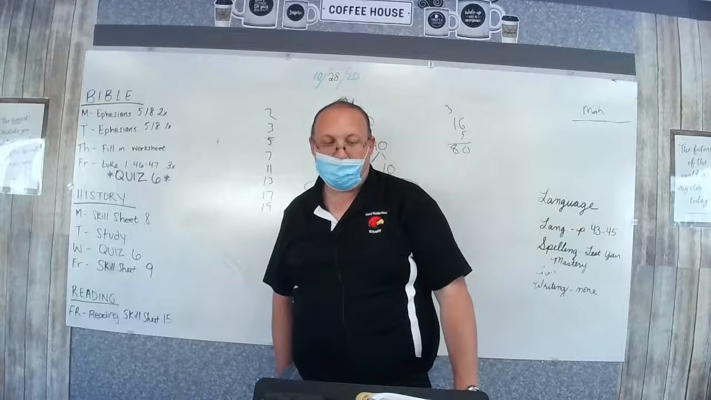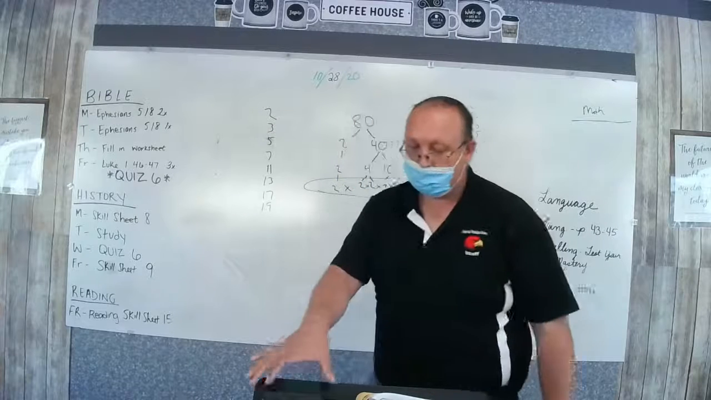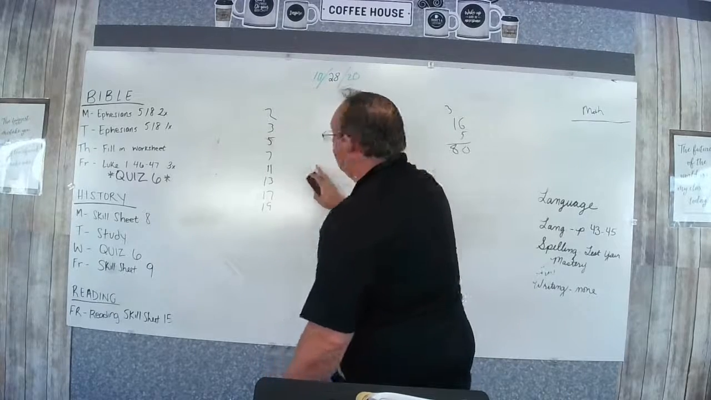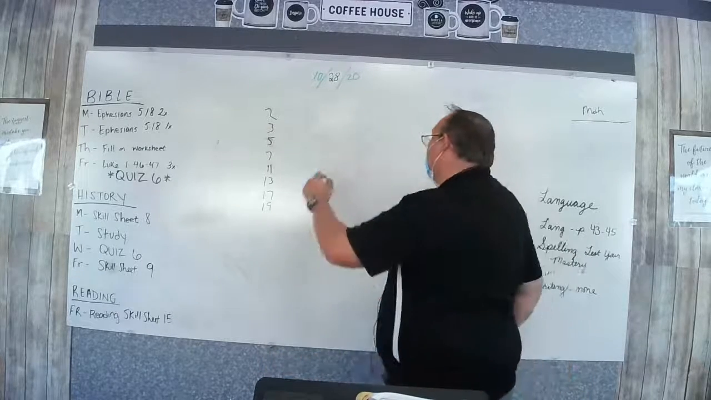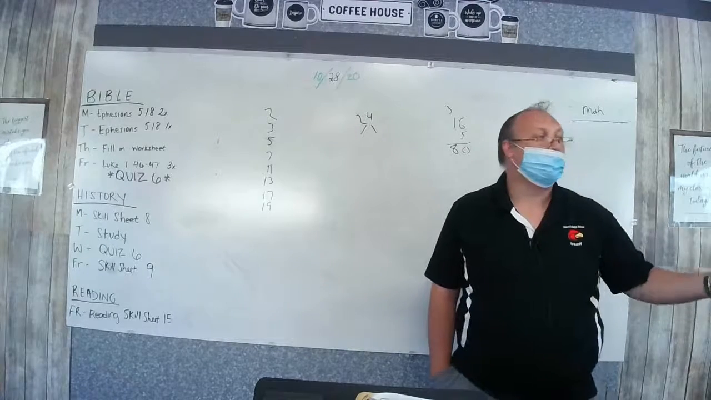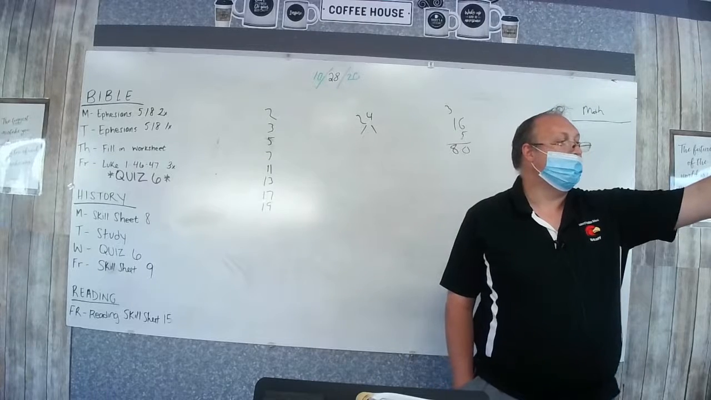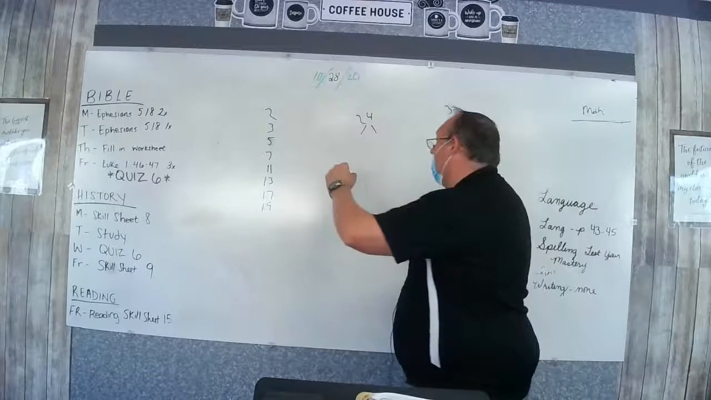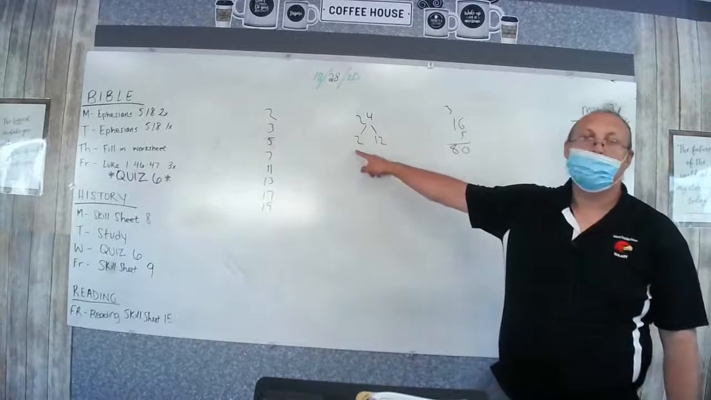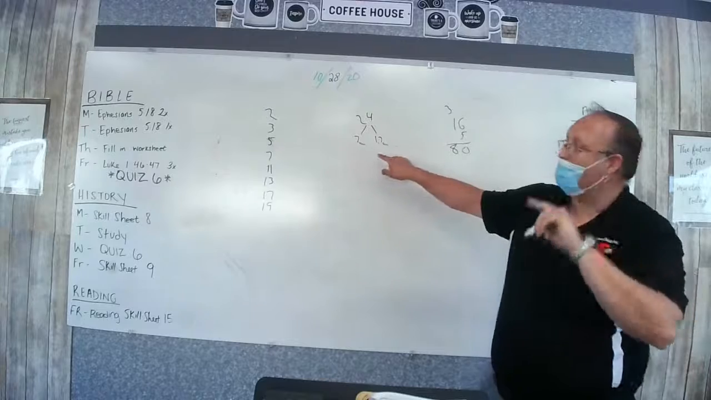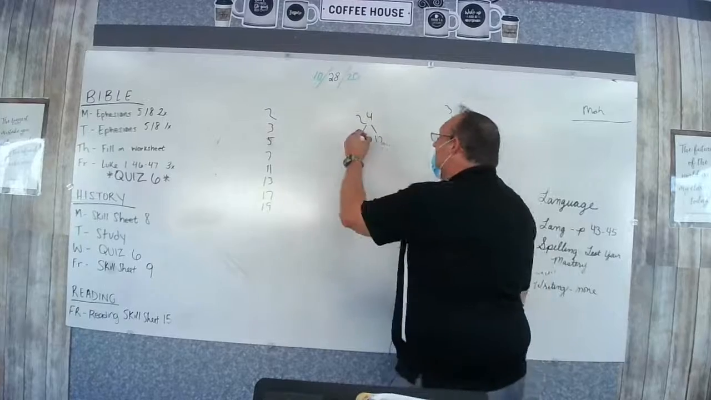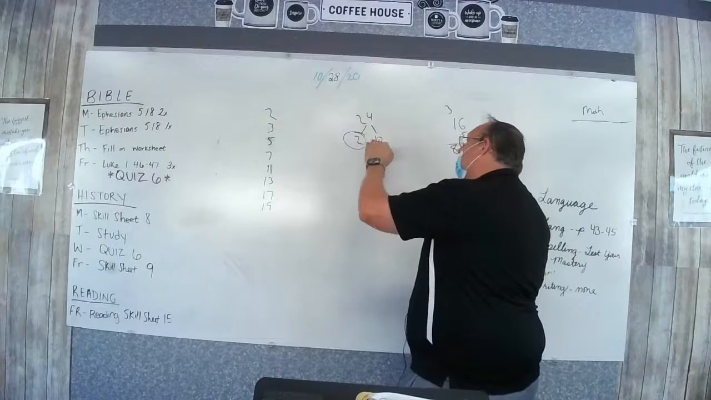Number 5, 24. Okay, so 24. What are two factors of 24? Gavin. 12 and 2. Okay, so 2, we have 12. Is 2 a prime number? Yes, it is. Is 12 a prime number? No, it is not. So we're leaving the 2 alone now because that's prime. We're going to focus on the 12.